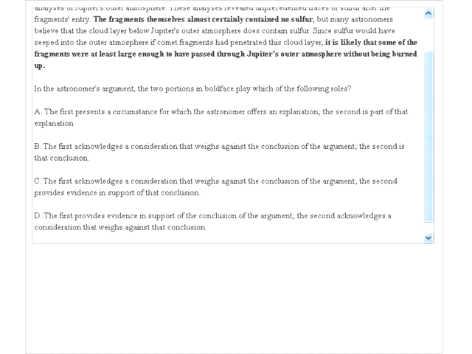Let's take a look. Boldface number one, the fragments themselves almost certainly contain no sulfur. See if that's a claim, and F if that's a fact. First boldface. All right, so that is a claim, because again, it has a qualifier on it. You wouldn't present facts with almost certainly. Make sure you guys know this.